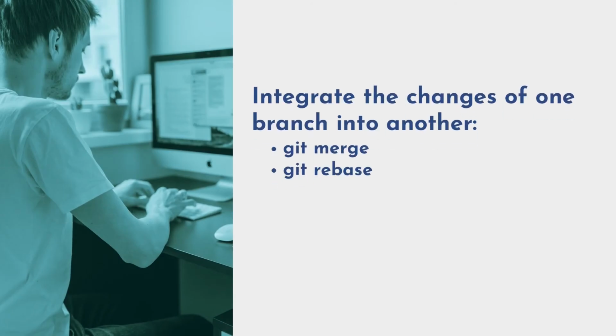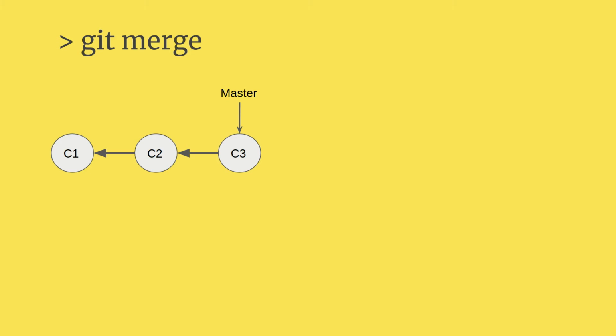The two ways to integrate the changes of one branch into another are merge and rebase. We're going to cover these two one by one, and see what the differences between them are and what their pros and cons are.